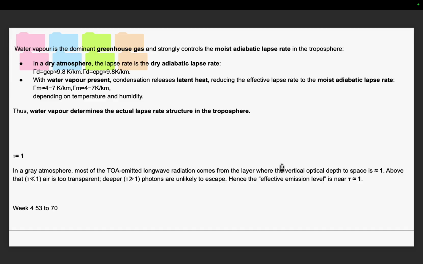And the moist adiabatic lapse rate value comes around 4 to 7 Kelvin per kilometer. So water vapor determines the lapse rate structure in the troposphere. This statement is correct.